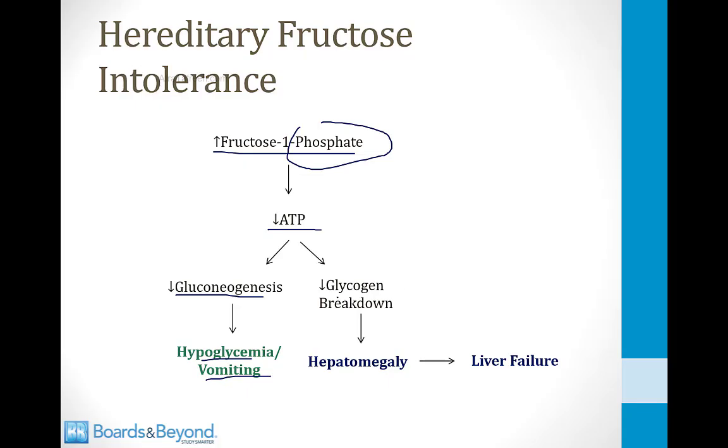In addition, the rate of glycogen breakdown will decrease. You don't need ATP for glycogen breakdown, but you do need phosphate. So once again, when all the phosphate is tied up in fructose 1-phosphate, glycogen breakdown does not occur. As a result, glycogen builds up and hepatomegaly develops, and over time that can lead to liver failure.